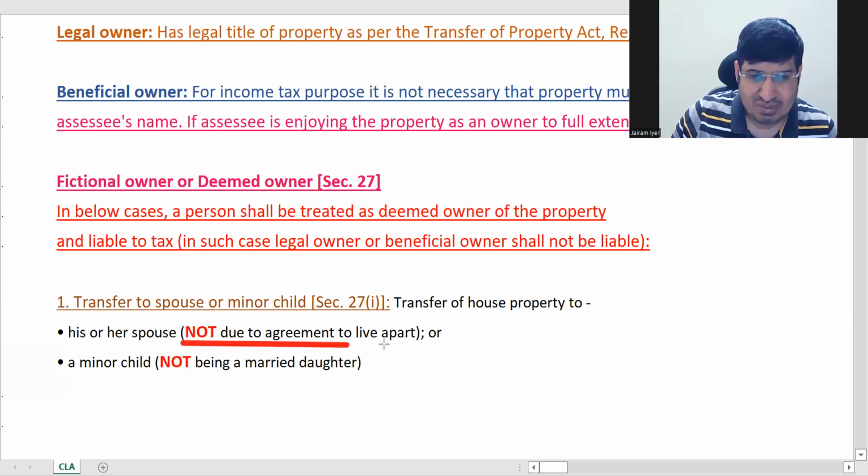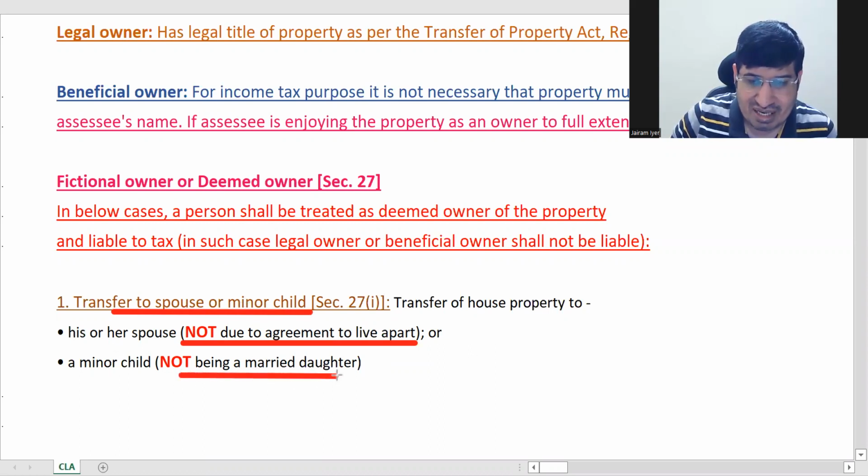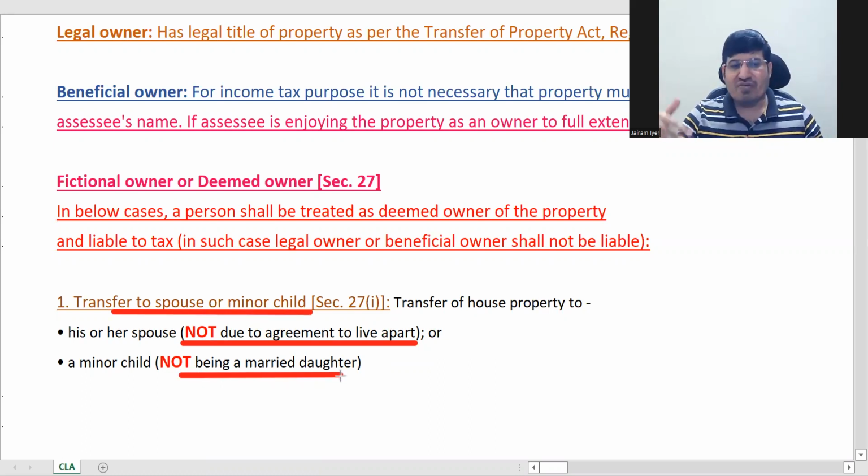So here now you understood why this exception is there, not due to agreement to live apart, because here this person is not getting any benefit. Okay, the property is actually gone out of his hands. So we are only putting this section where the income is still in the person's hands. He's just showing it in someone else's name. Okay, same is the case of minor daughter. When my daughter has been married, okay, then her property, everything, the benefit will go to her guardian, which will be her husband. Okay, so which is why you have these two cases.